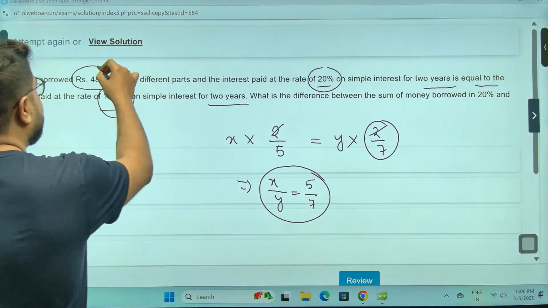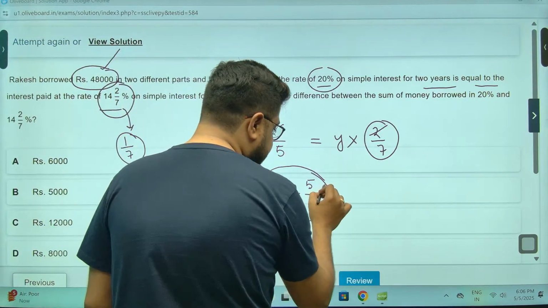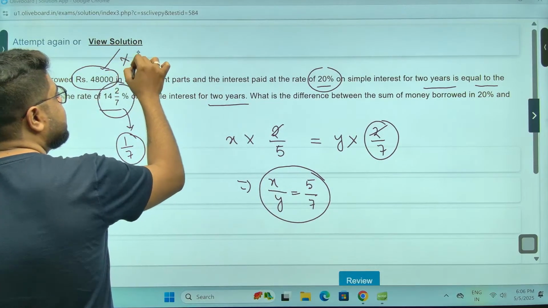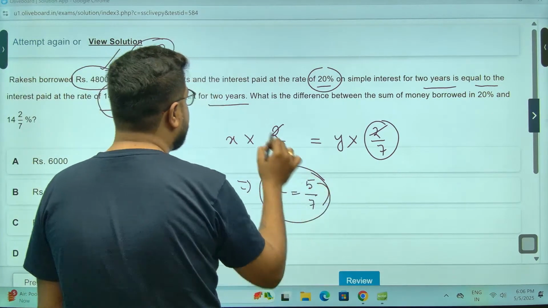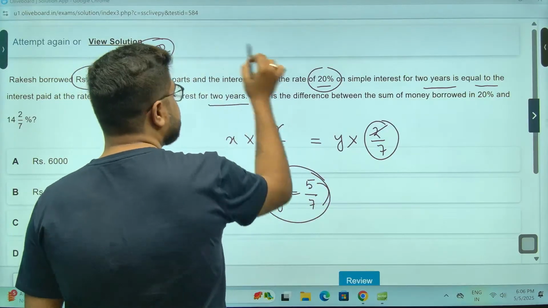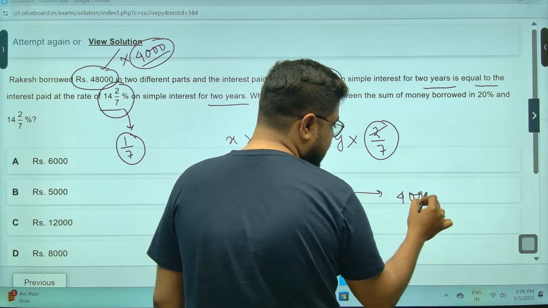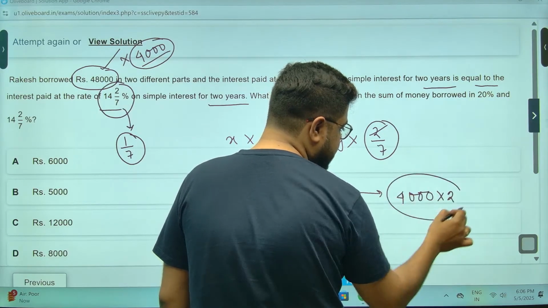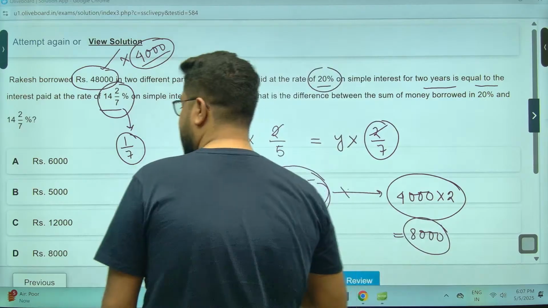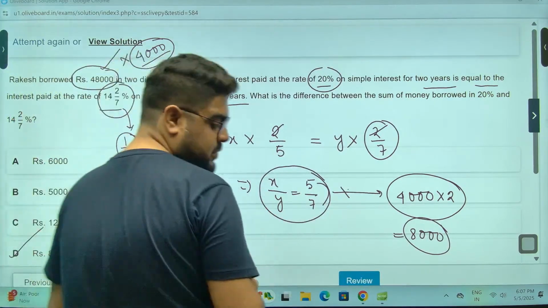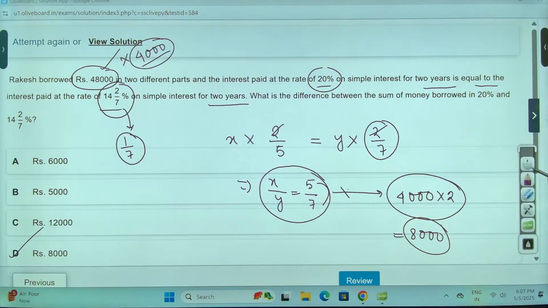Calculate, so the total is 48,000. They are asking for the difference between them, sir. So 5 plus 7, total 12 parts is 48,000, meaning every part is 4,000. The difference is 2 parts, which is 4,000 into 2. So the answer will be 8,000 rupees. Option D, 8,000 is most definitely your correct answer.